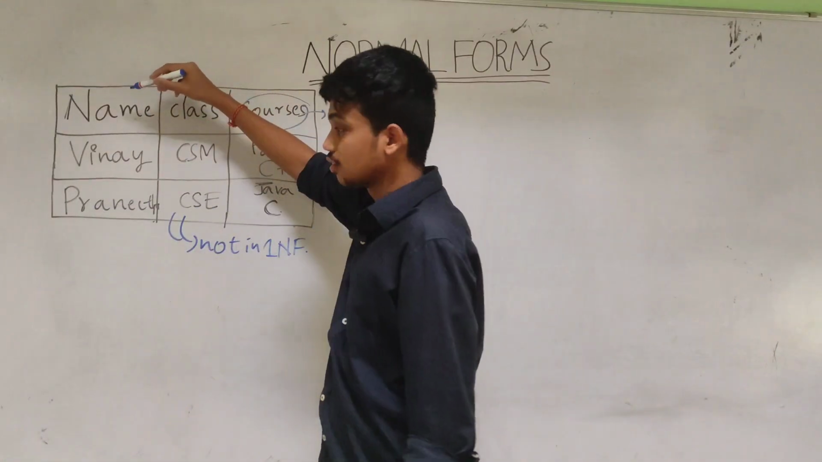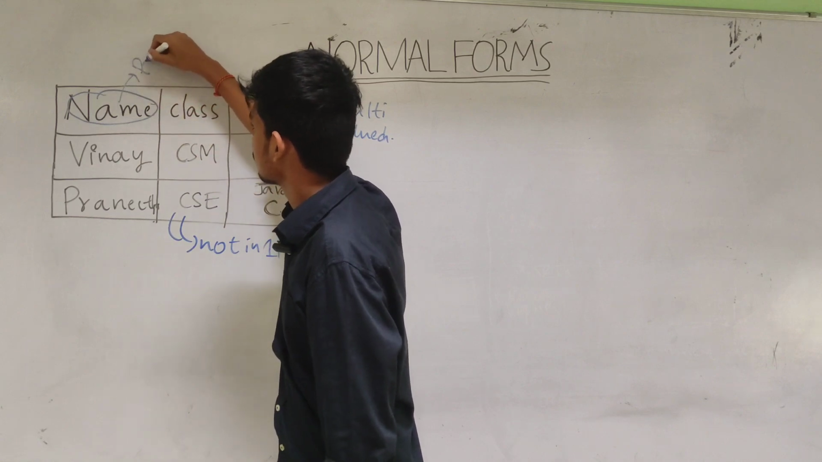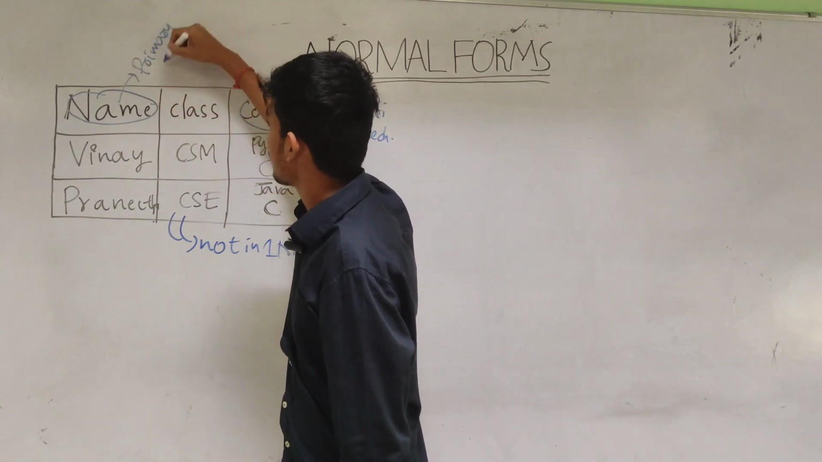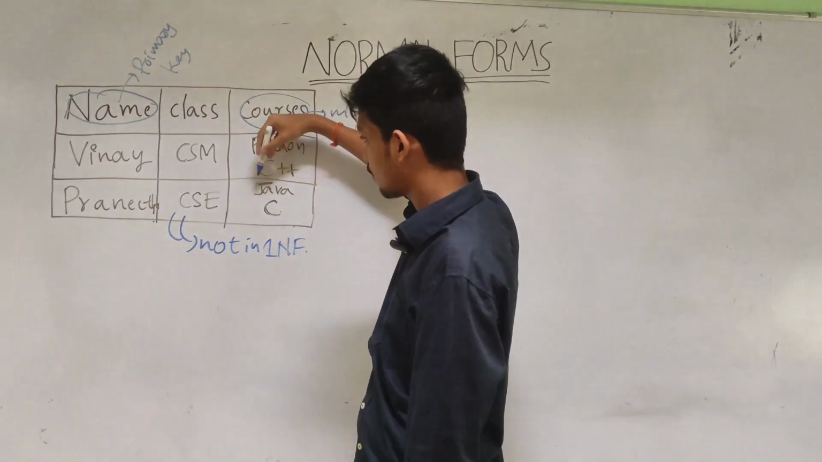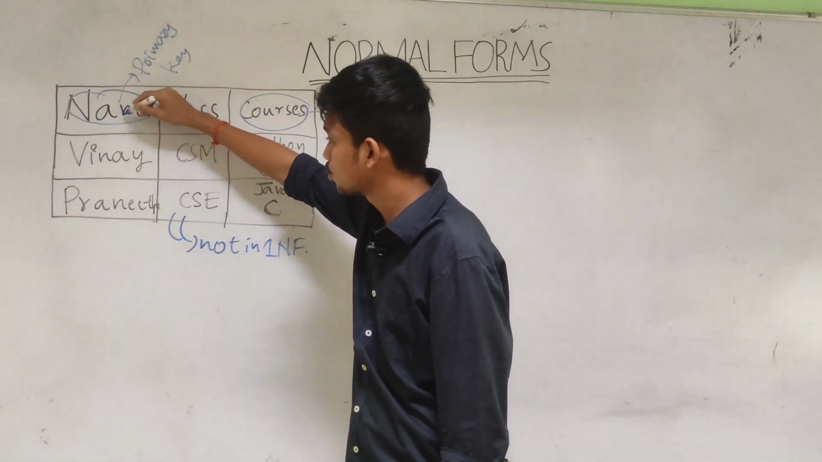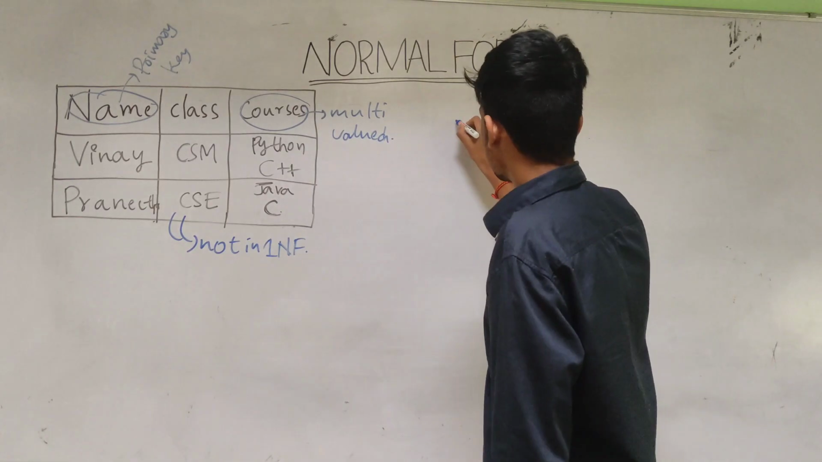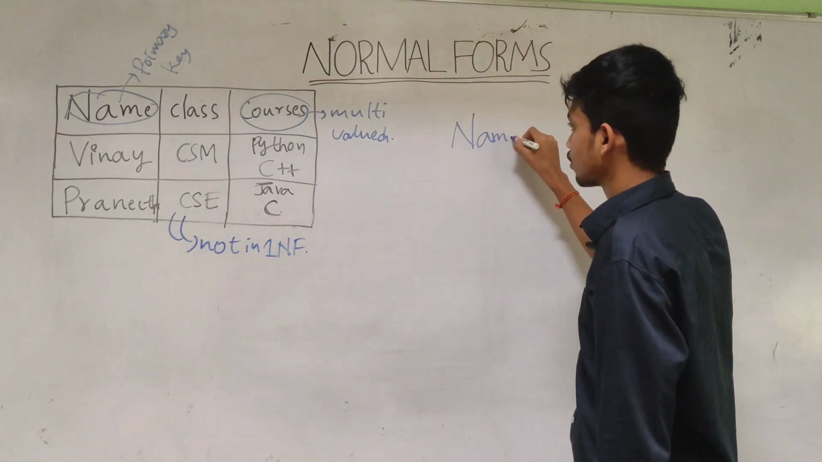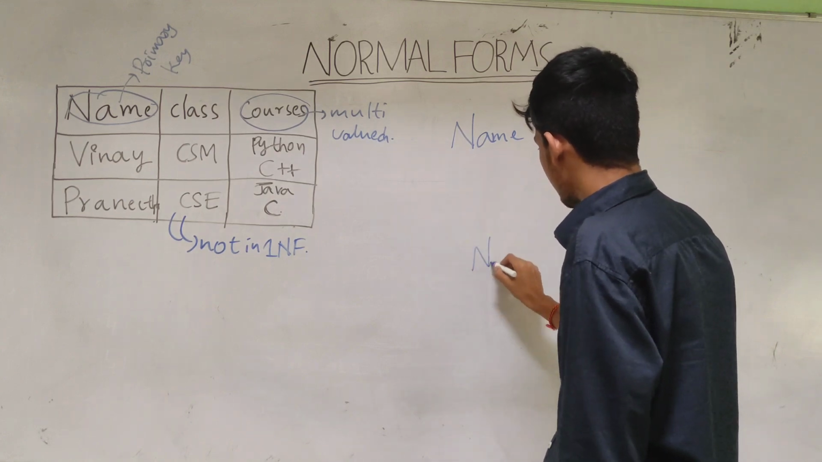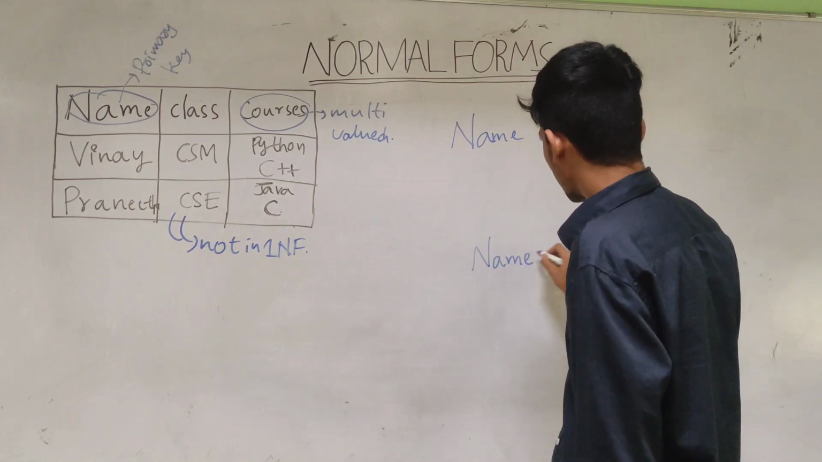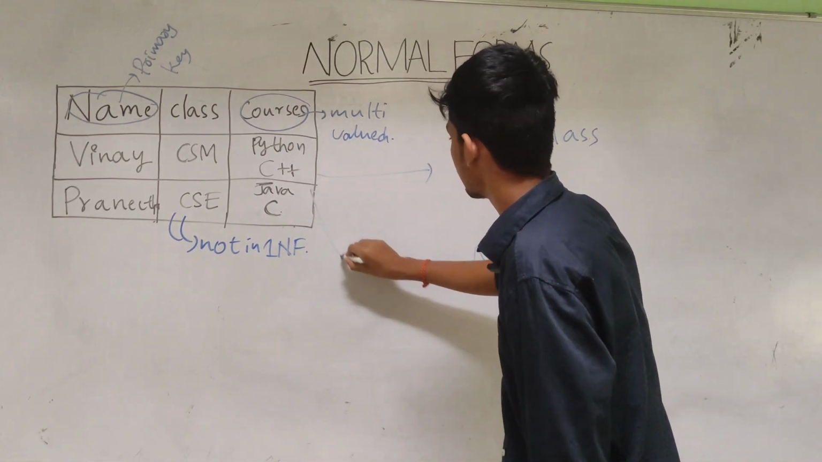If you look at it, this is the primary key, because with this name you can uniquely identify a tuple. Any tuple you can identify with this. So I am dividing this relation into two relations. One is name and class. Another relation is name and course. So that relation is divided into two relations.